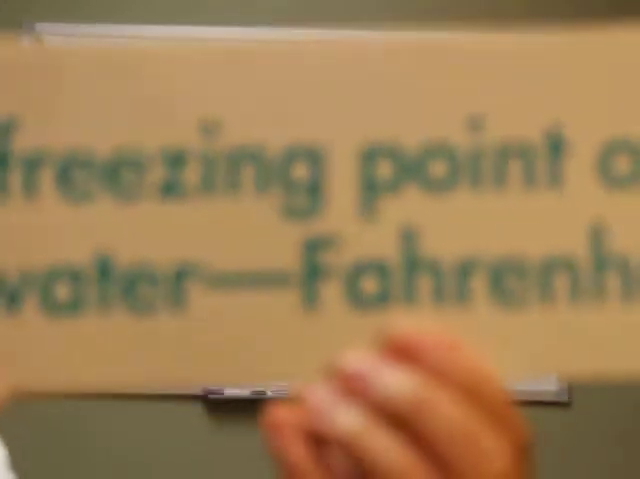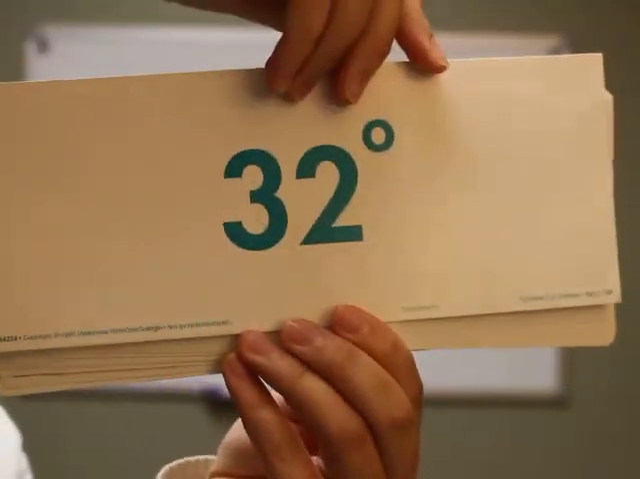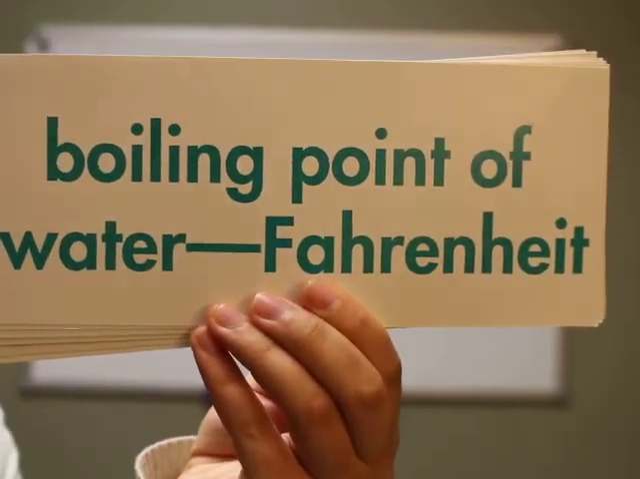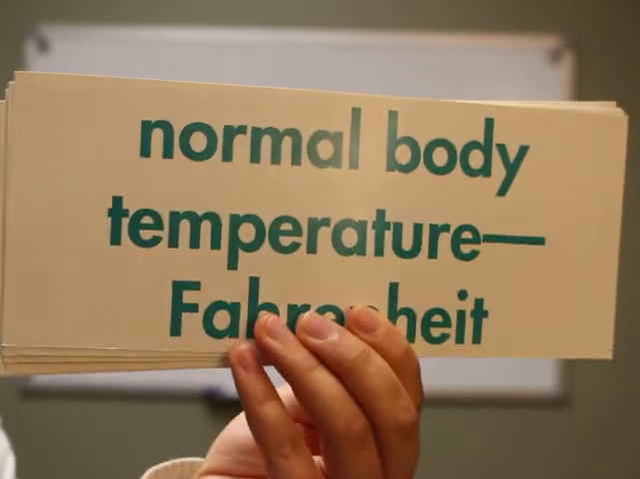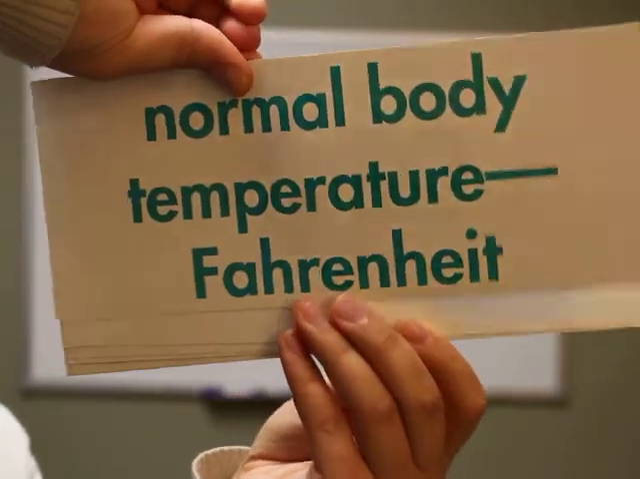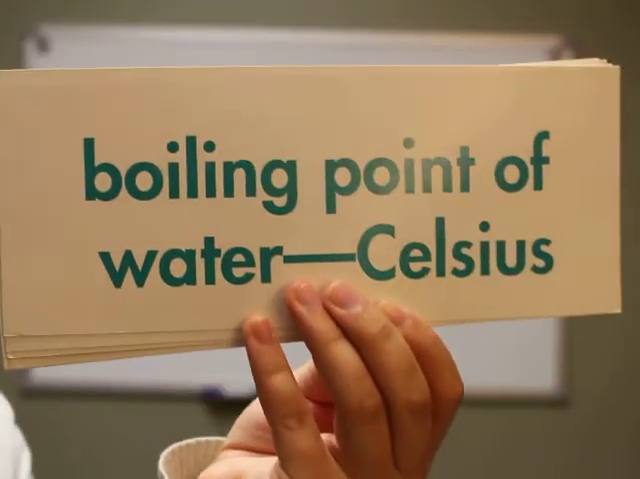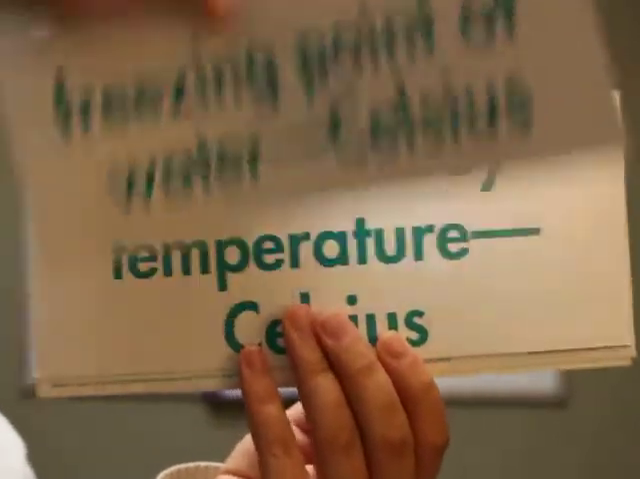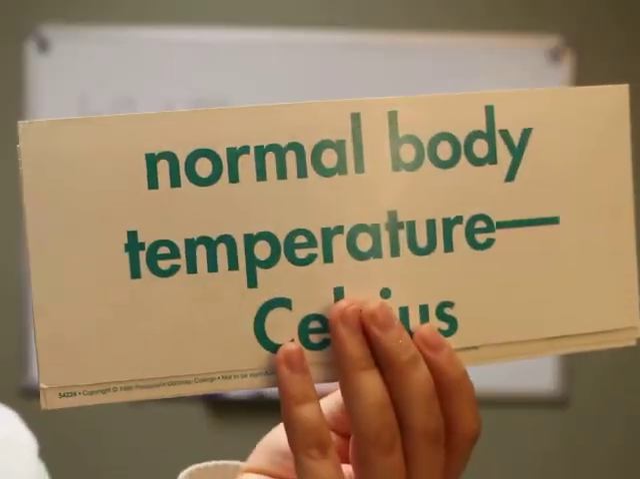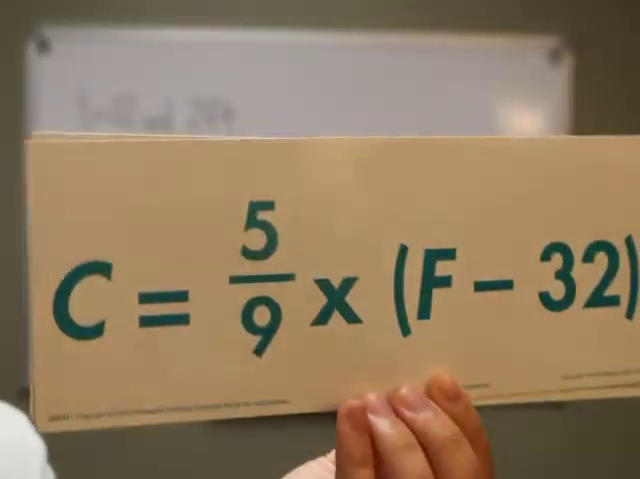First of all, what is the temperature of the freezing point of water Fahrenheit? 32 degrees. Boiling point of water Fahrenheit. 212 degrees. Normal body temperature Fahrenheit. 98.6 degrees. Boiling point of water Celsius. 100 degrees. Freezing point of water Celsius. 0 degrees. Normal body temperature Celsius, 37 degrees.